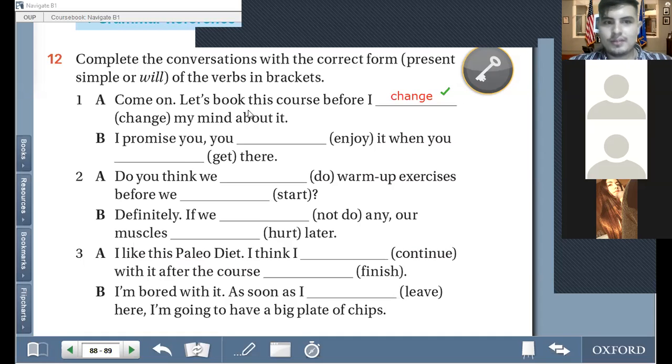Antes que cambie mi. Oh, yes. Okay. Now, before, right? Remember, before is the same as to say if, when, in terms of its structure. So, what happens after the word before? We need to use the what? The simple present. Okay, Priscilla, you are flying. That's the right answer. Excellent, Priscilla. Congratulations. I promise you, you will enjoy it when you get there. And you got an extra point, right?